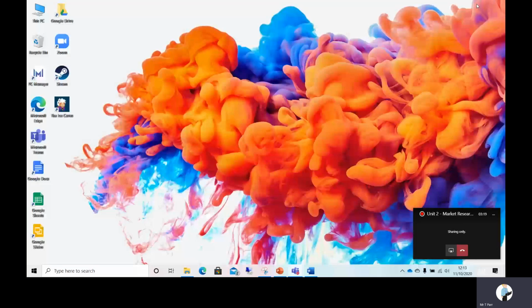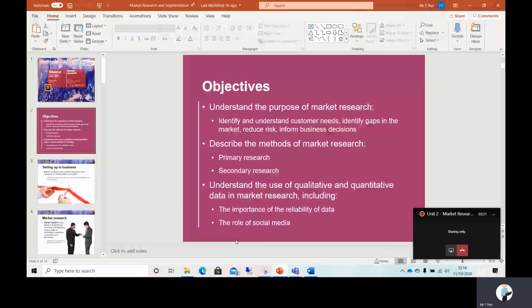Today we're just focusing on market research and market segmentation. These are the objectives, basically what Edexcel say you need to be able to do. Understand the purpose of market research, so why you do it and what the purpose of it is. Describe different methods, so primary, secondary, and the differences between two different types of data, qualitative and quantitative. Similar words mean very, very different things.